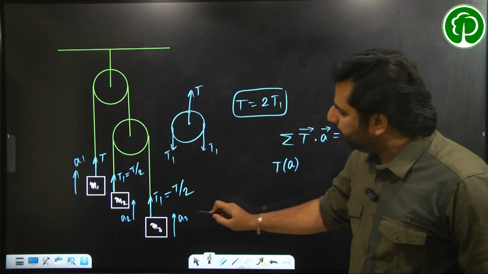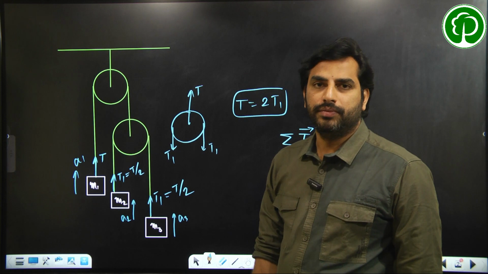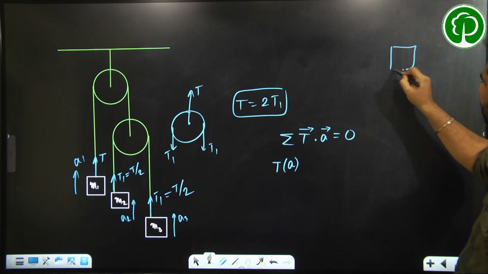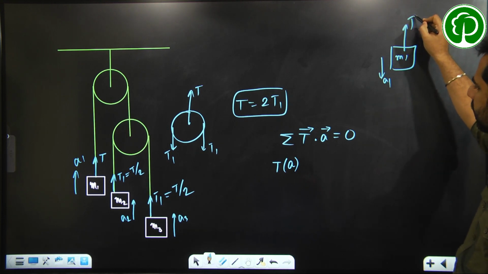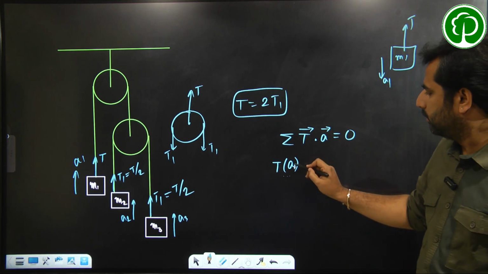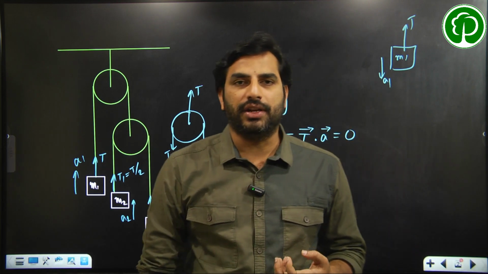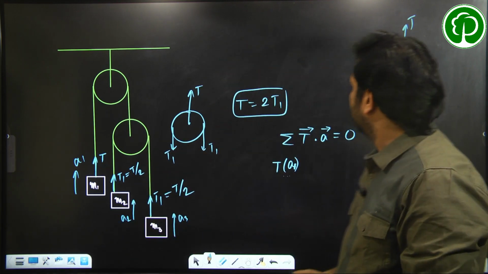Suppose you have taken the acceleration of M1 to be down, say A1 is down, and T is up. Here you would write minus T into A1, for the simple reason that the angle between tension and acceleration is 180 degrees. So cos 180 is minus 1.